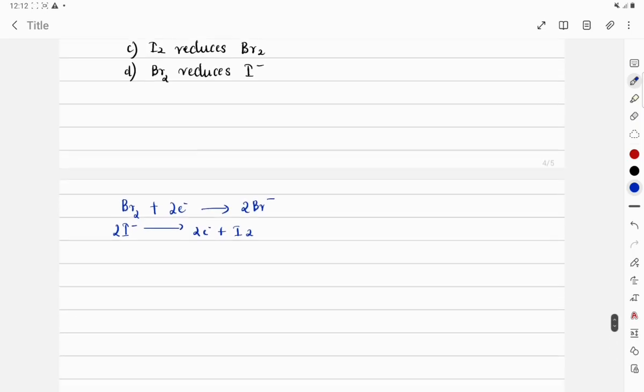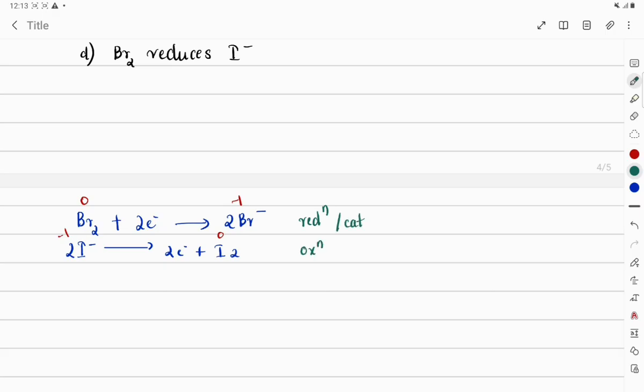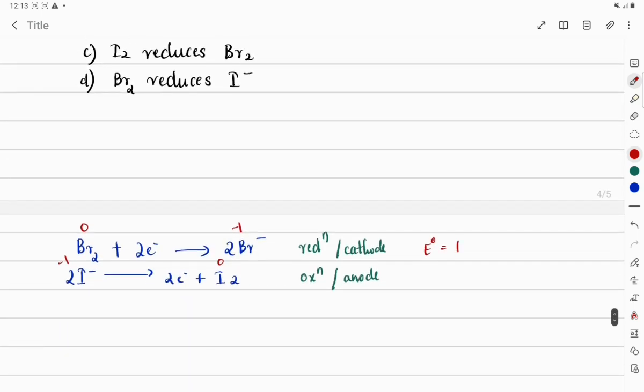How do we say it is oxidation? Because in case of bromine, it is going from 0 to -1 oxidation state. It is a reduction reaction. For iodine, it is going from -1 to 0 oxidation state, so it is an oxidation reaction. This is reduction, this is oxidation, bromine is acting as cathode, iodine acting as anode, and we also need to write the cell potential values, right? So the E0 for this will be just as what is given. It is 1.69 volt.